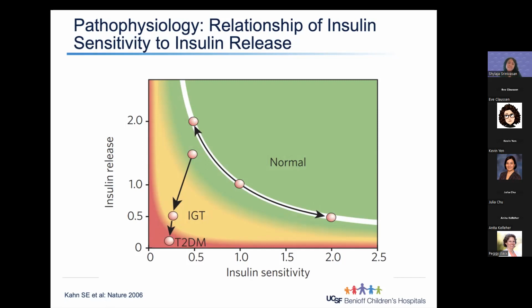However, when this insulin secretion is no longer able to keep up with the degree of insulin resistance, that's when impaired glucose tolerance first develops. And then ultimately, when the insulin secretion can no longer keep up with the high degree of insulin resistance, that's when type 2 diabetes develops. So this is the framework for the relationship between insulin sensitivity and insulin release.